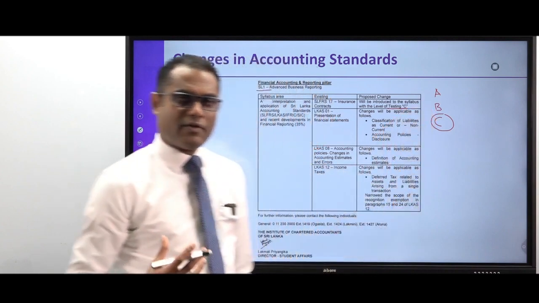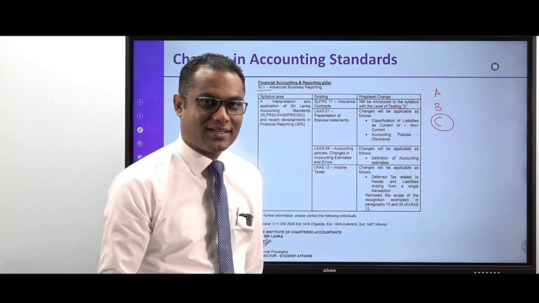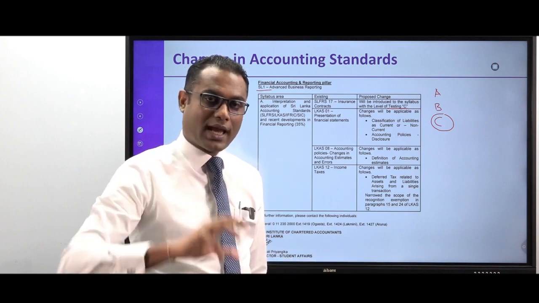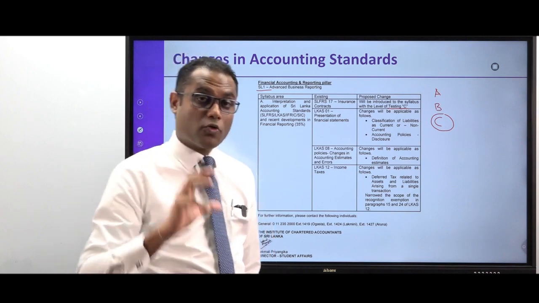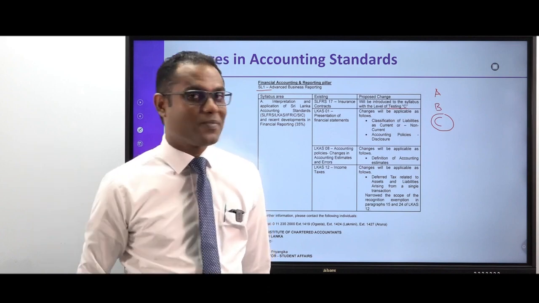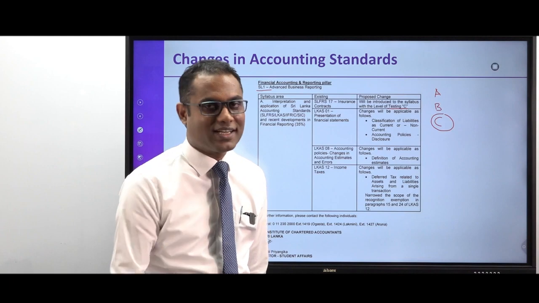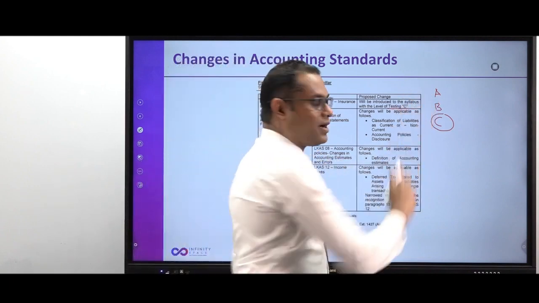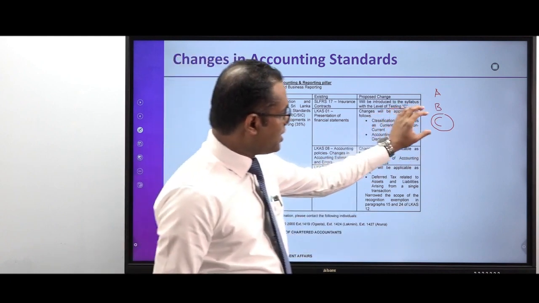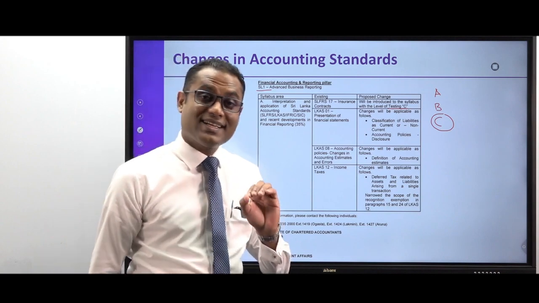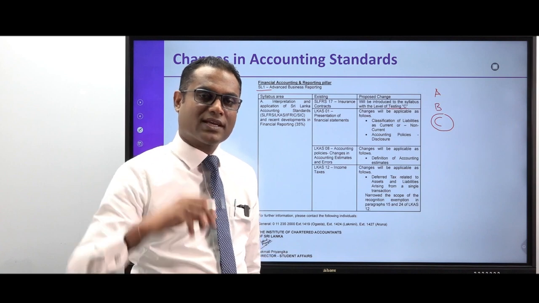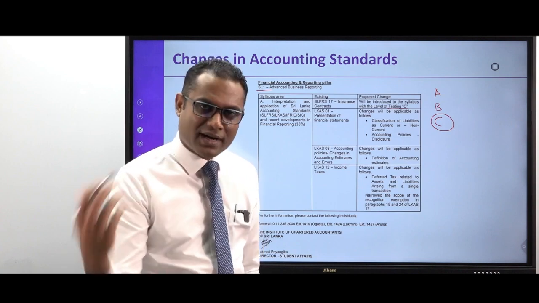When it comes to level B, it means good knowledge. In level A, thorough knowledge, but in level B, good knowledge about the standard, and the students should be aware of how to apply this standard for a moderately complicated transaction, accounting matter, or accounting issue. Right? That is about level B testing. Level C testing means where the examiner is expecting only a conceptual knowledge about the standard, and the standard application would be with regard to a simple accounting matter, simple transaction.